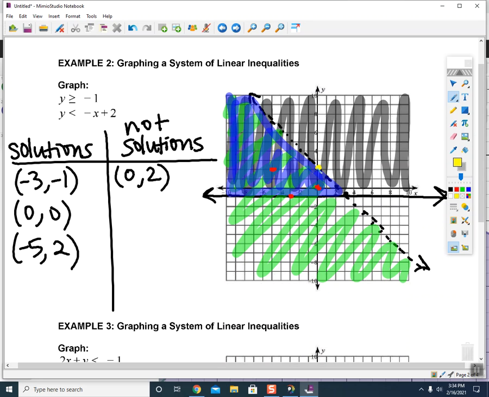Another one that's not is 4, 1. This one may seem obvious, but 4, 1 is just a solution to my first inequality, y is greater than or equal to negative 1, but not my second one. So 4, 1 is not in my solution set. Another one that's not would be negative 3, negative 2. Negative 3, negative 2 falls right down here. So again, that one is a solution to one of my inequalities, just not both of them.